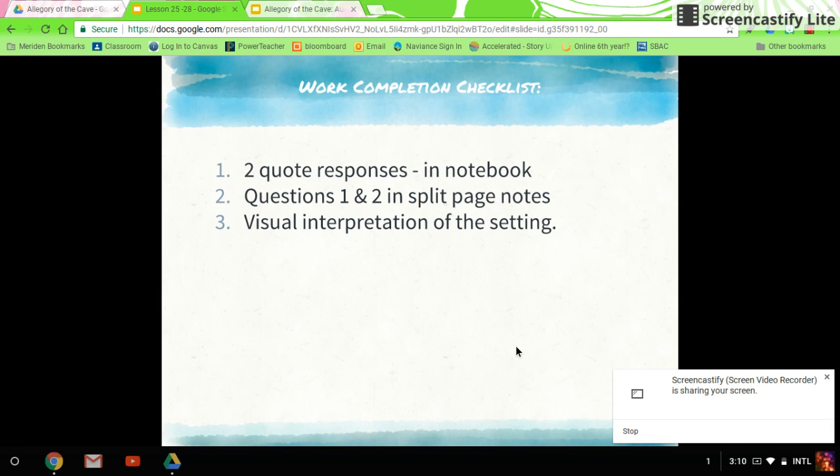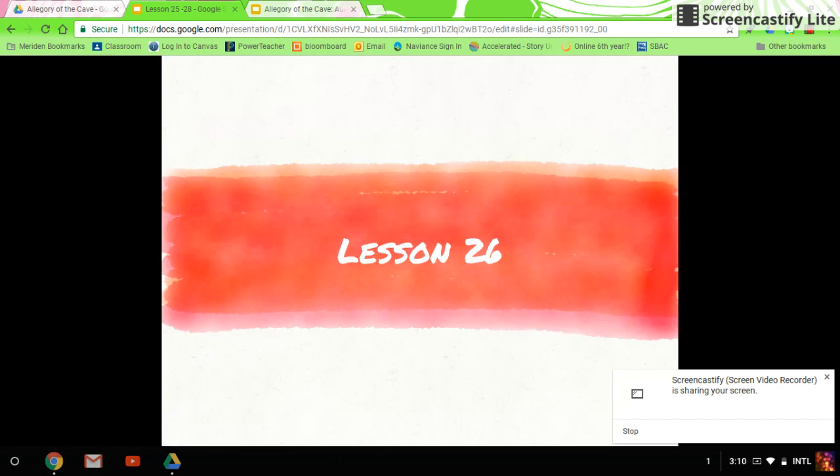In the previous video, you worked through understanding part 1 of Allegory of the Cave and completing the following assignments. Please make sure you've completed these 3 assignments before moving on to lesson 26. You should have answered 2 quote responses, answered questions 1 and 2 of your split page notes, and created a visual interpretation of the setting.